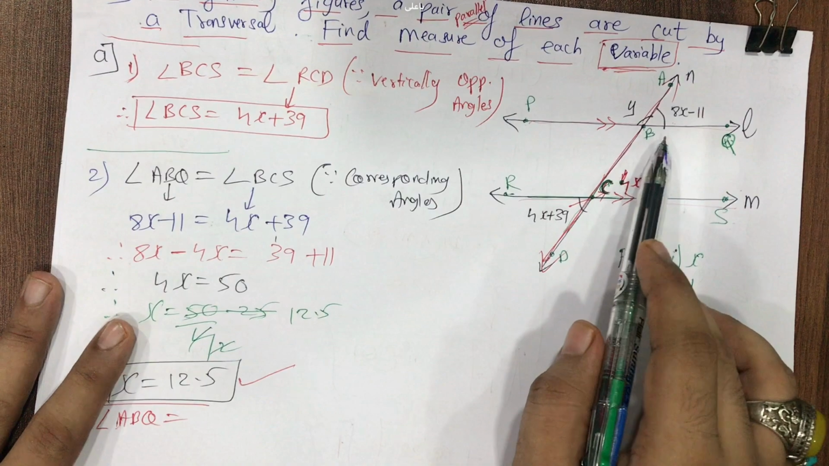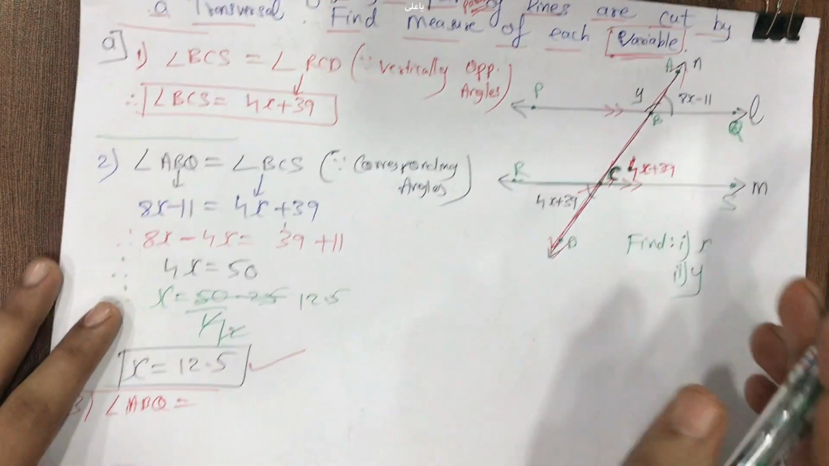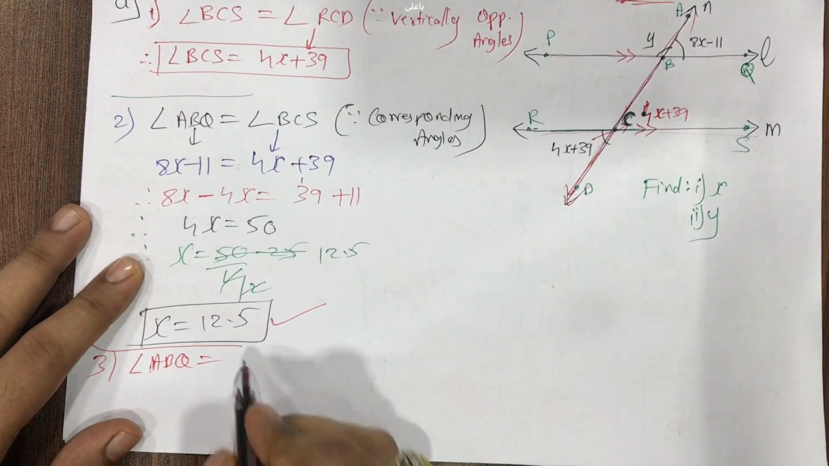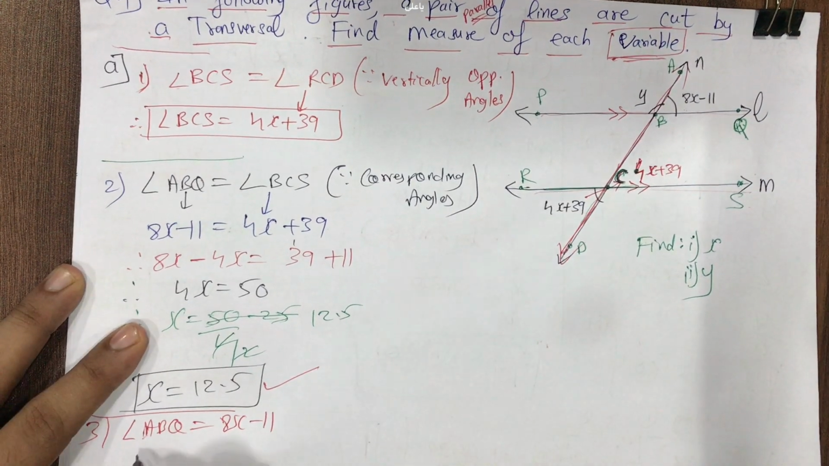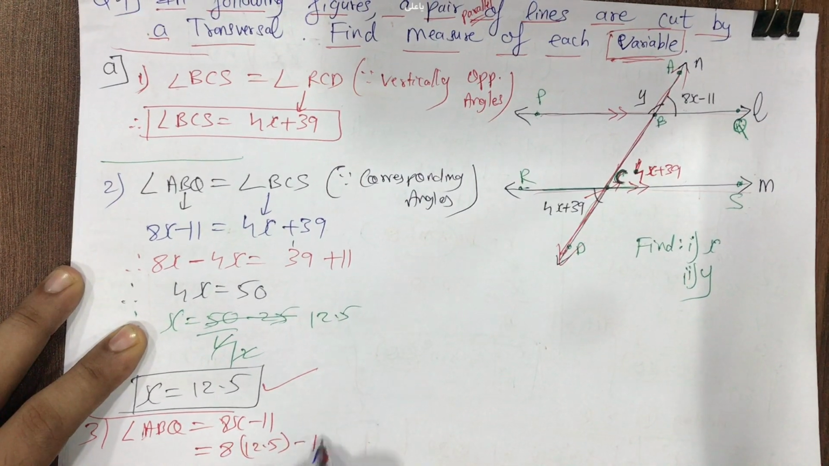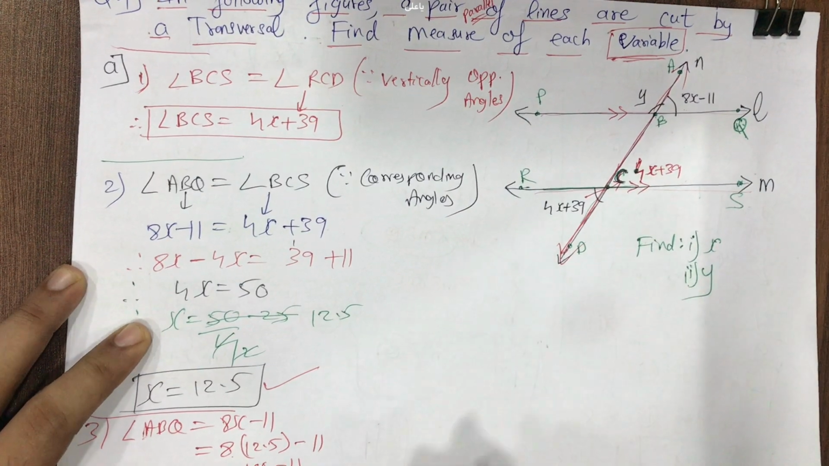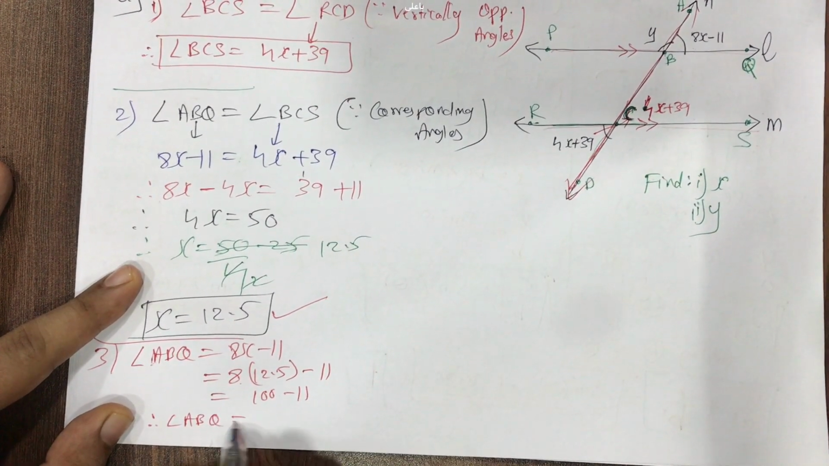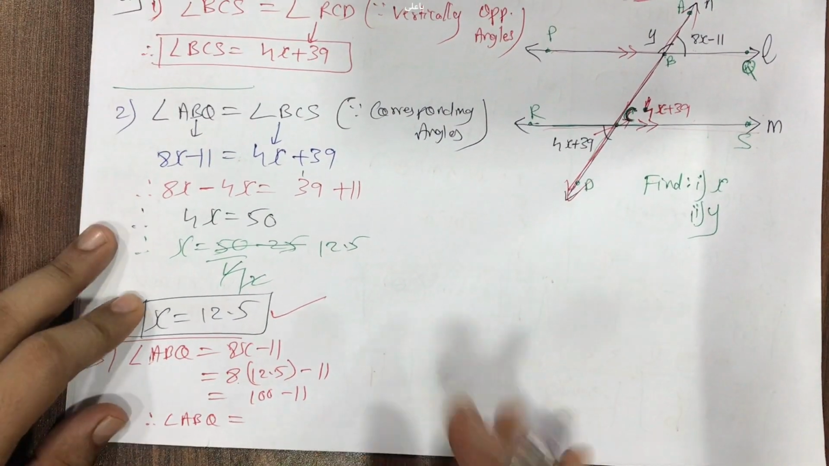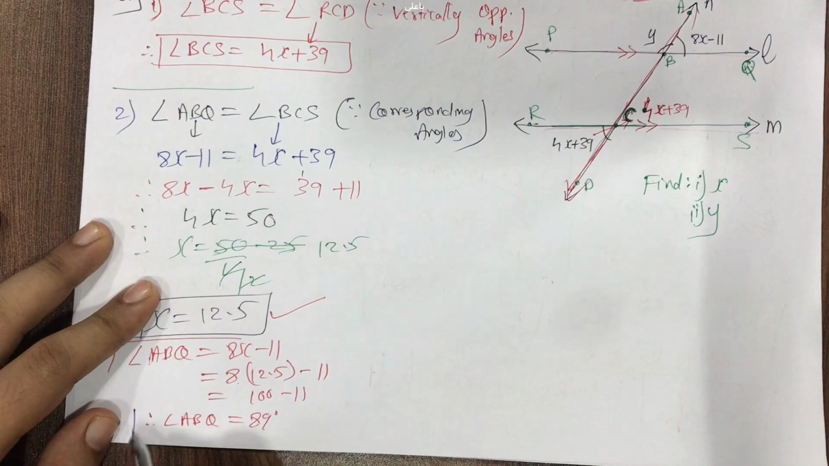Don't worry. So can I say over here, angle ABQ is 8x minus 11? So angle ABQ is 8x minus 11, which is equal to 8, at the place of x I'll put 12.5, minus 11. 8 multiplied by 12.5 is 100, minus 11. Therefore angle ABQ will be 100 minus 11, and it comes to 89 degrees. I'll highlight it with a box over here.